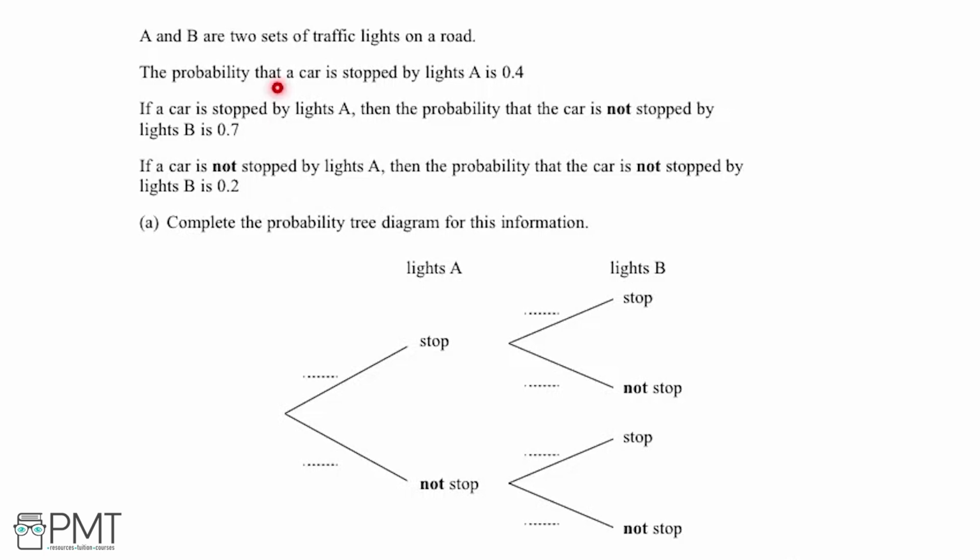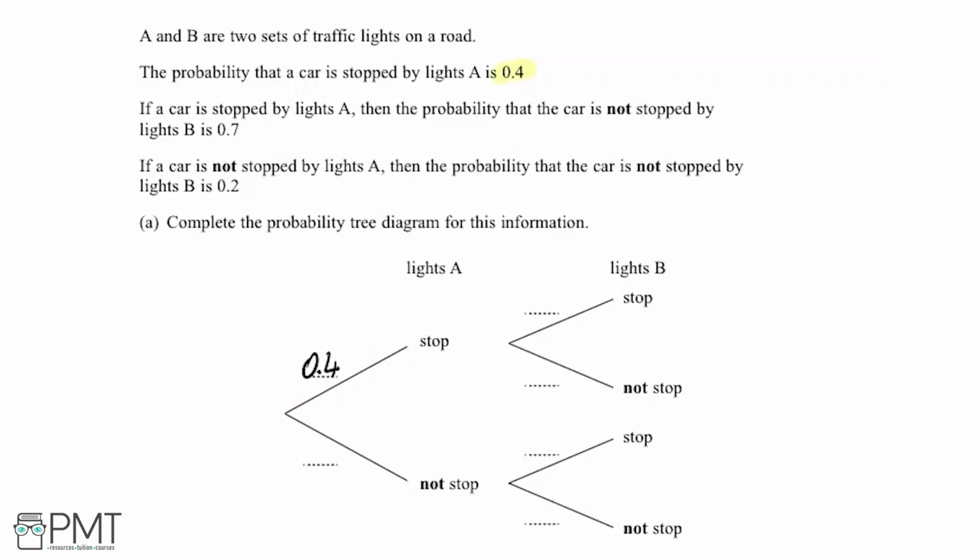Okay, so that's a lot of information there, so we're going to break it down. And luckily they've given us this tree diagram here already to help us. So here we've got our information for lights A, and here for lights B. So we're going to go through the question line by line. So the probability that a car is stopped by lights A is 0.4. Okay, so on the tree diagram, we've got lights A here, and here's stop. So here's where we're going to put the probability. So the probability the car is stopped by lights A is 0.4. So that goes on this branch of the tree.